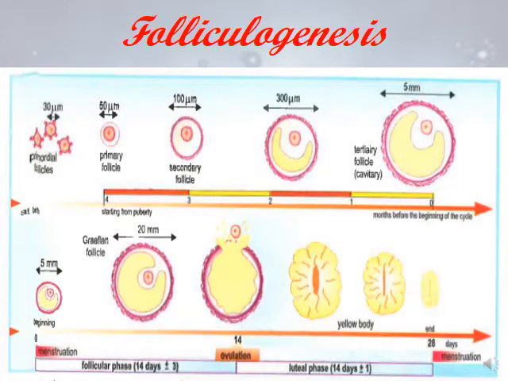This is the process of follicular genesis, and we have primordial first, primary, secondary, tertiary, and cavitary, and we have the Graafian follicle where the rupture and the release will occur at day 14, which is due to ovulation. Here we have the yellow body, and finally the menstruation. So the cycle of the female lasts about 28 to 35 days. We have the follicular phase, and then the luteal phase.